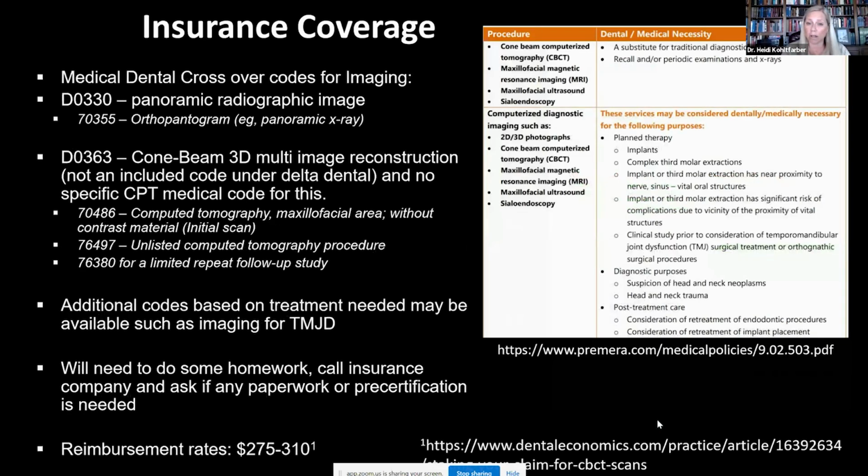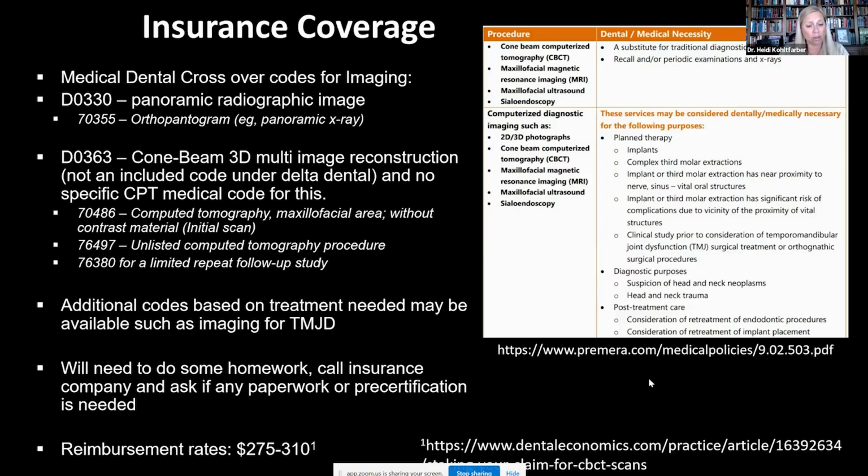Here's some medical insurance crossover codes. So yeah, you can code out the dental codes for panoramic, but you could also go ahead and code for medical. Again, here's another one for cone beam 3D multi-image reconstruction and the associated crossover codes for medicine. There's, of course, additional codes if you're talking about the temporomandibular joints. If you're talking about, say, atrophy, there's a lot of different codes.